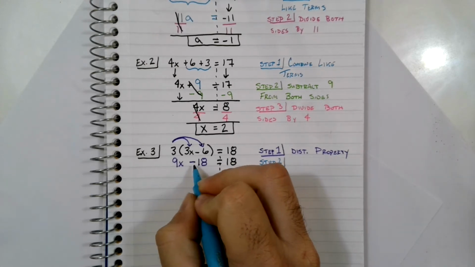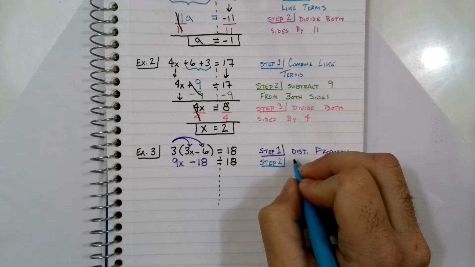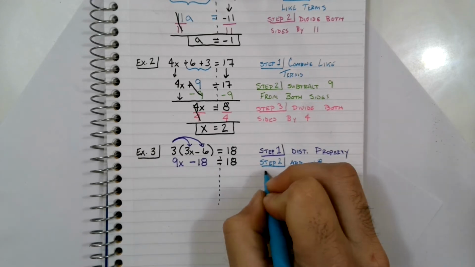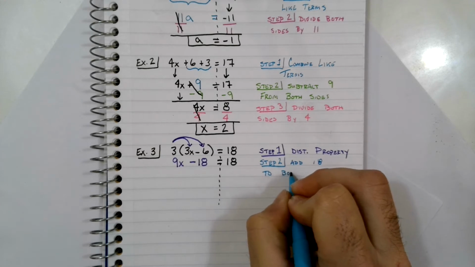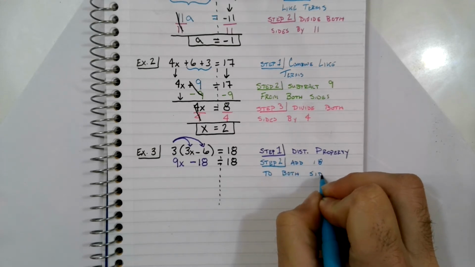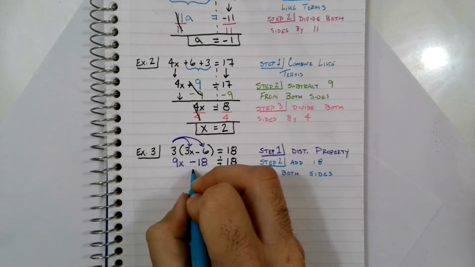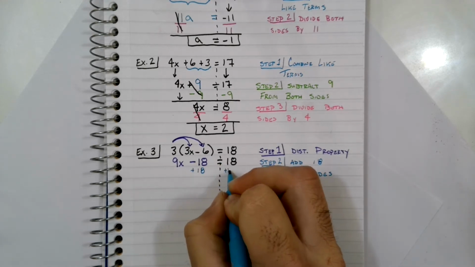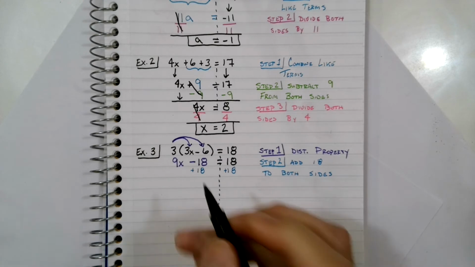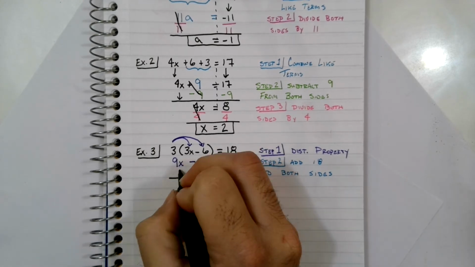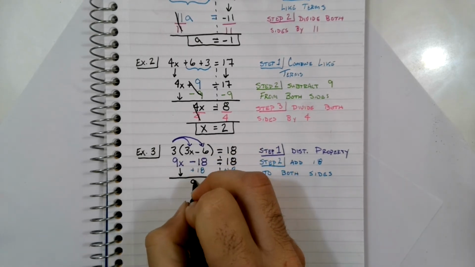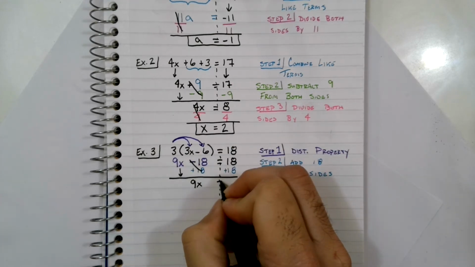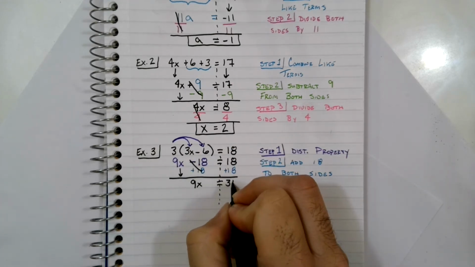I need to get rid of this minus 18. The opposite of minus 18 is plus 18. So we're going to add 18 to both sides, because what we do to one side, we have to do to the other. So I add 18 here. We'll do to one side, I do to the other. Bring down what's left. So I got 9x. These will cancel. And 18 plus 18 will give me 36.